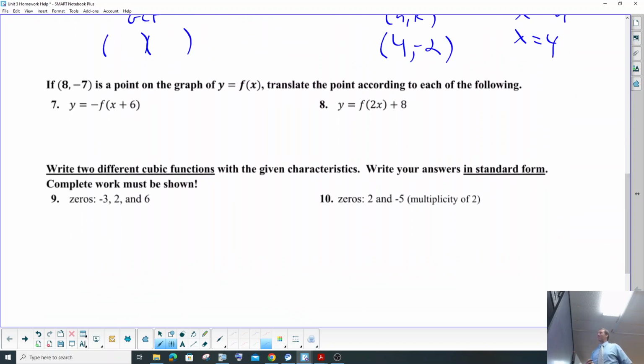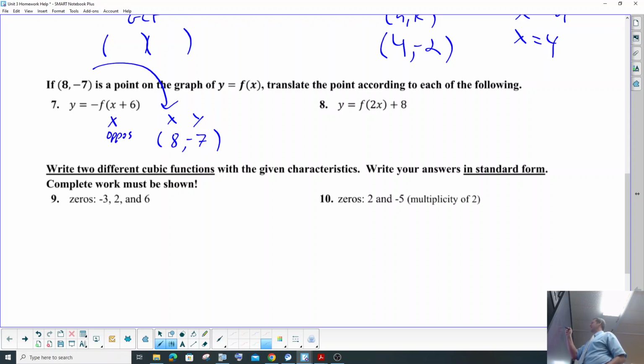And then number 7, ooh. So they give us the point, the xy value, which is a -7. Do you remember how to transform a single point? So you take that x value, and you're going to do the opposite.